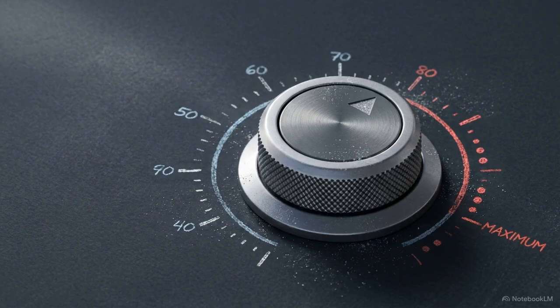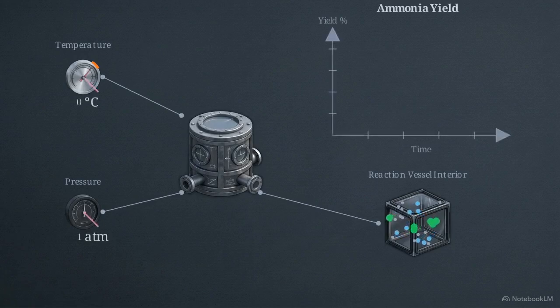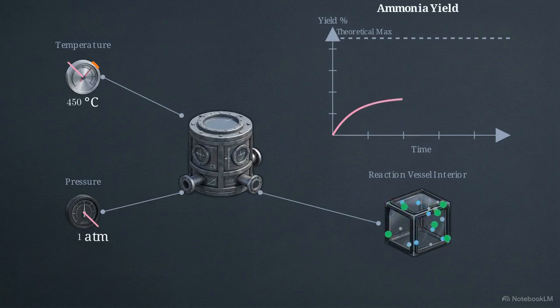To solve this, the Haber process operates at a specific canonical temperature, 450 degrees Celsius. 450 degrees Celsius is a calculated mathematical compromise. It sacrifices the maximum theoretical yield to ensure the particles retain enough kinetic energy to produce ammonia fast enough to be profitable. The system also operates at a canonical pressure of 20,000 kilopascals, or 200 atmospheres.